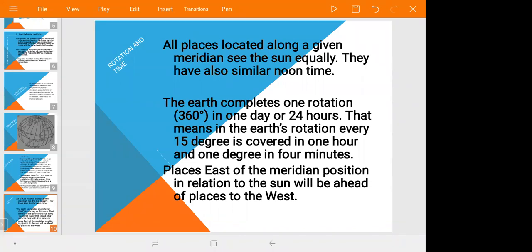And out of this 360 degree, 1 degree is covered in rotation in 4 minutes. That means 1 degree of the longitude, 1 degree of the 360, needs 4 minutes to rotate on the Earth's axis. Yes? Am I clear?